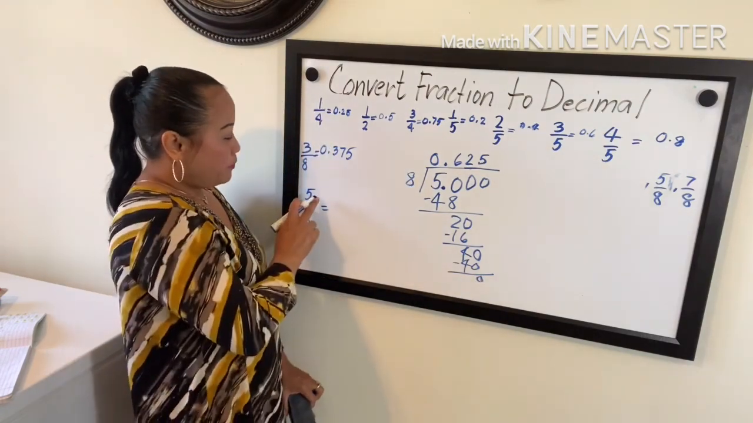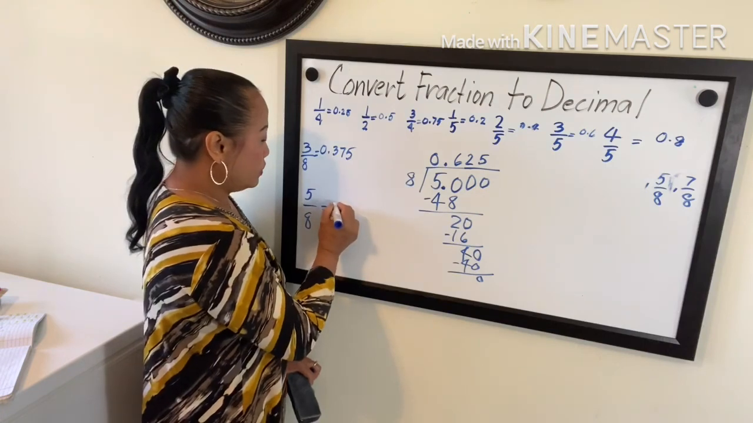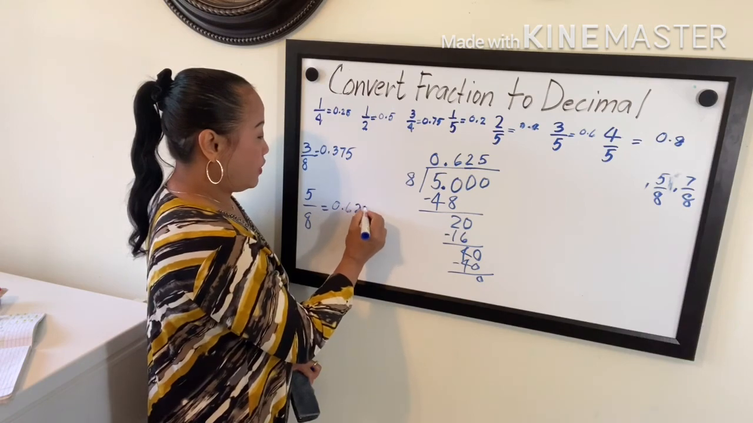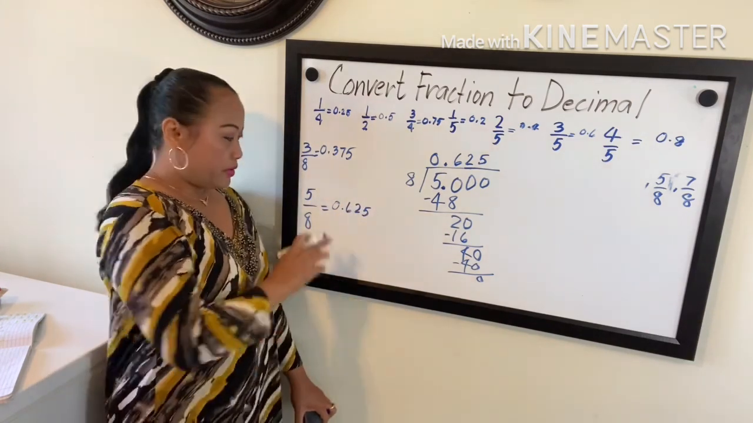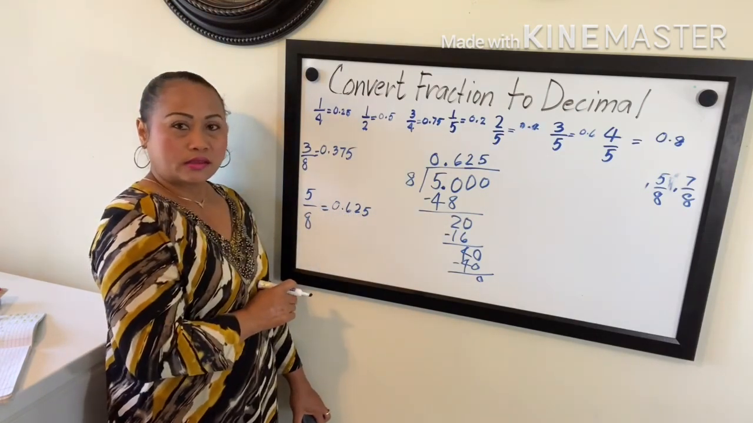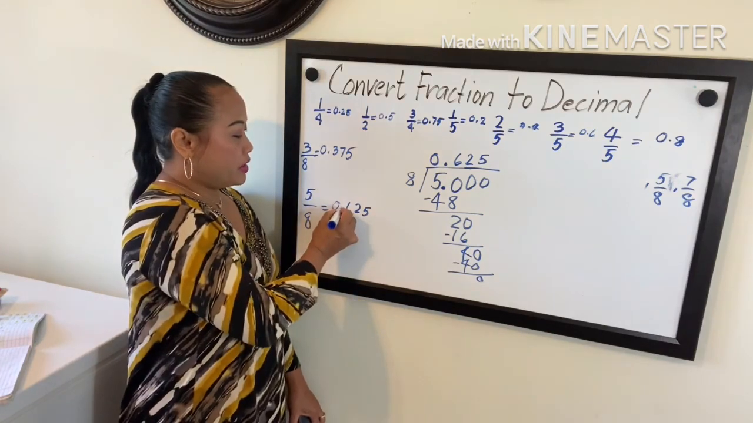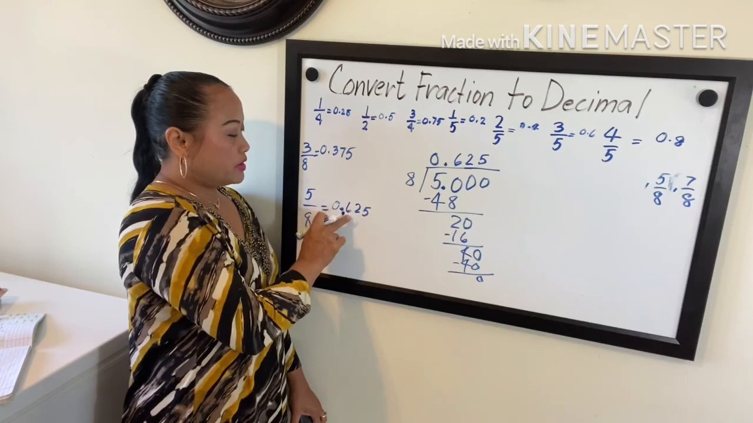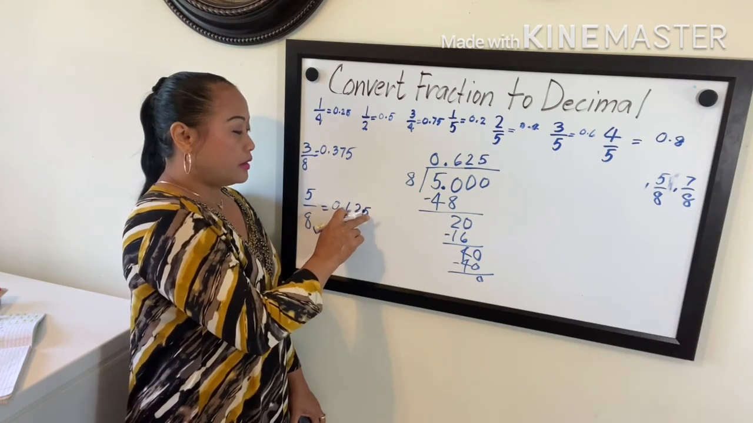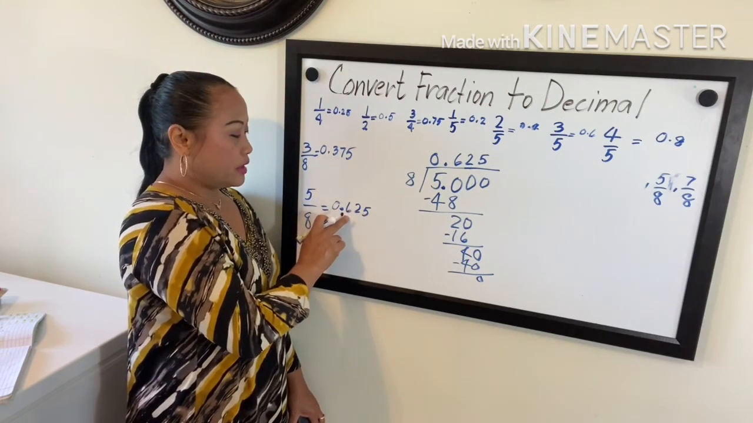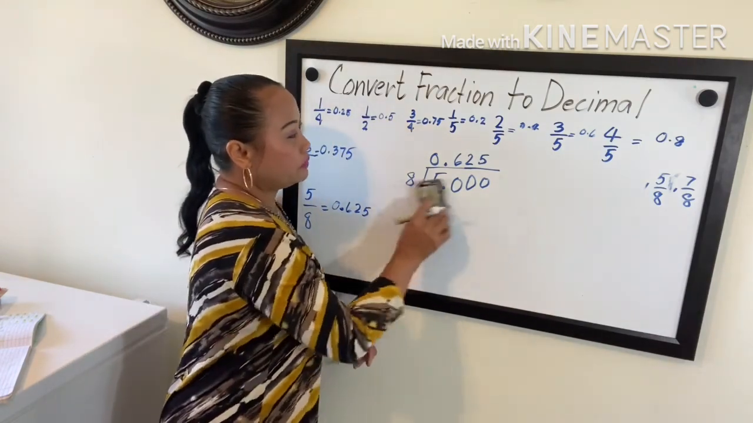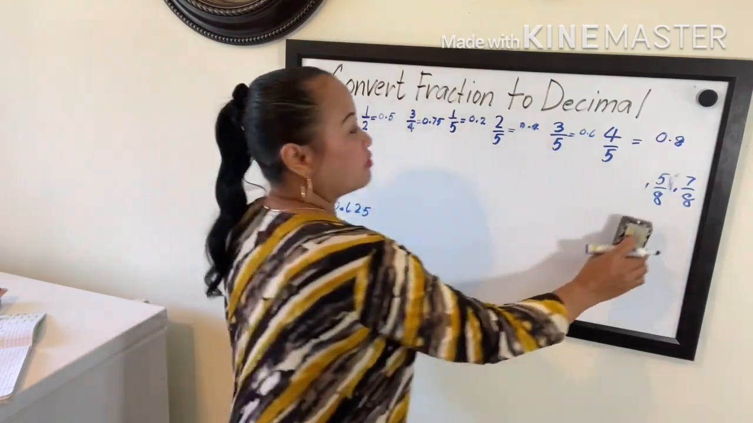So 5/8 is equal to 0.625. Or we can read this as 625 thousandths. Remember the decimal point: the first digit is read as tenths, and then the next is hundredths, and then thousandths. So we will read this as 625 thousandths. Okay? Next, 7/8.